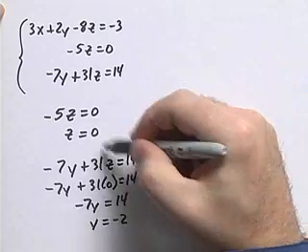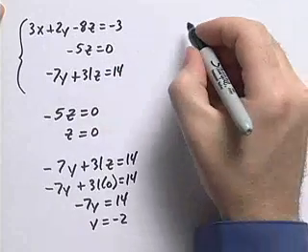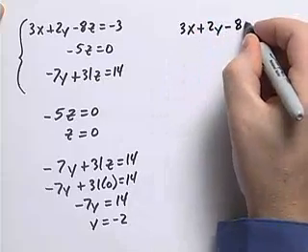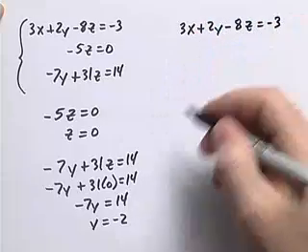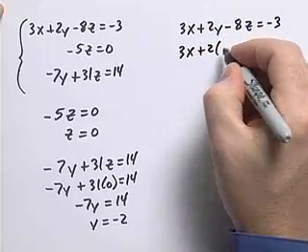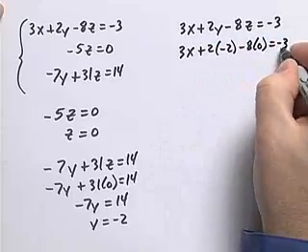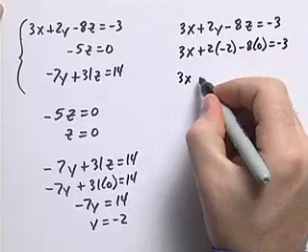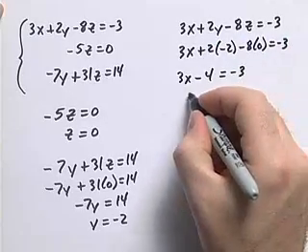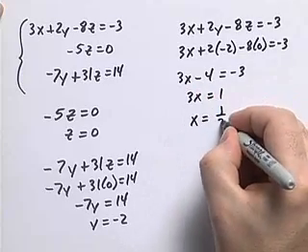We can take each of those values, plug them into our first equation, and we can use that to solve for x. 3x plus 2y minus 8z equals negative 3. We're going to plug in our values for z and y. 3x plus 2 times negative 2 minus 8 times 0 equals negative 3. 3x minus 4 equals negative 3. Add 4 to both sides. 3x equals 1. And divide by 3 to get x is equal to 1/3.